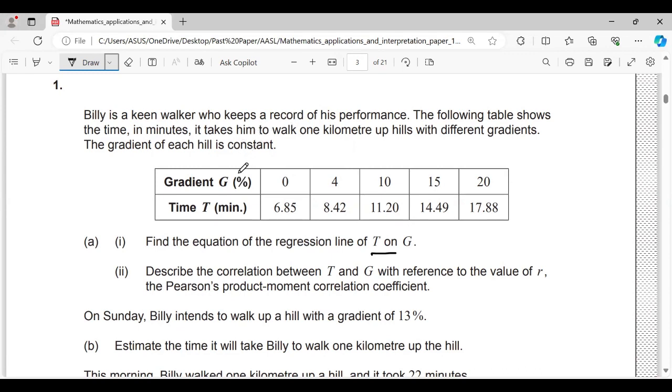I will start with the assumption that this is variable x and this one is variable y. Why? Because time is a dependent variable, meanwhile gradient is an independent variable. So time depends on gradient. Y depends on x.